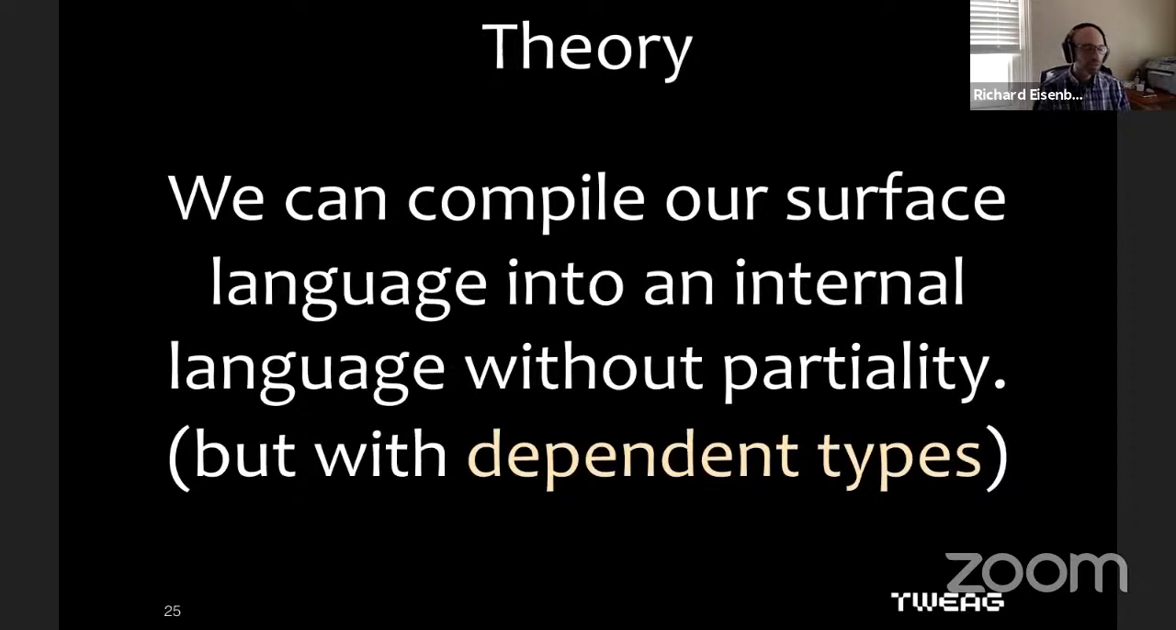So if we can have a translation from this surface language into a more standard internal language that doesn't have this partiality stuff, and we know that that more standard internal language has a well-defined semantics, then clearly it means that our surface language has a well-defined semantics. So this is an approach toward type safety and toward rooting these new ideas in ideas that we already understand. But what's interesting is that the internal language requires dependent types.